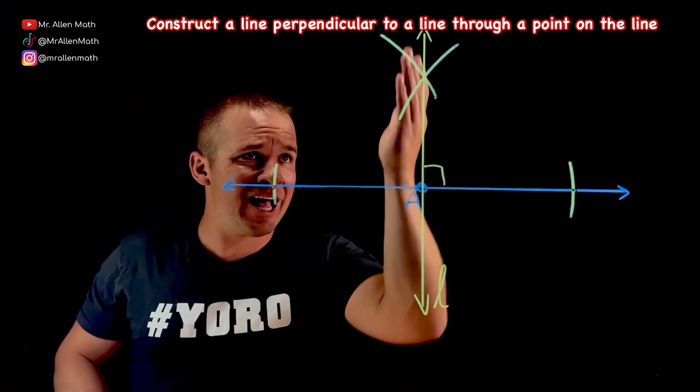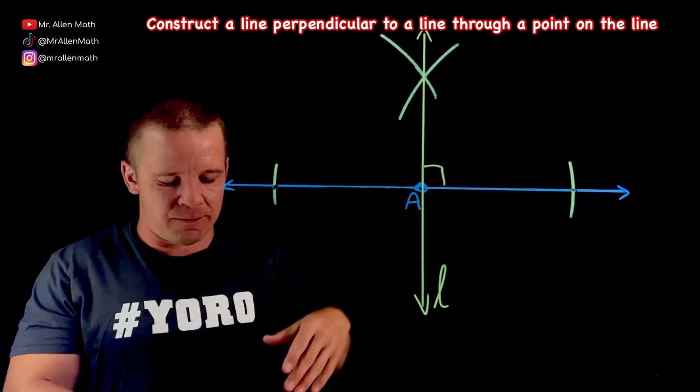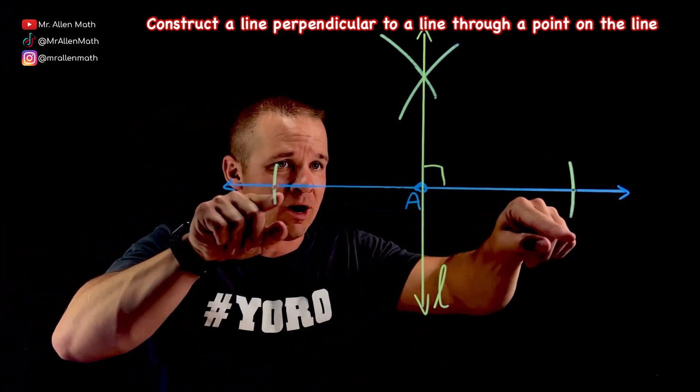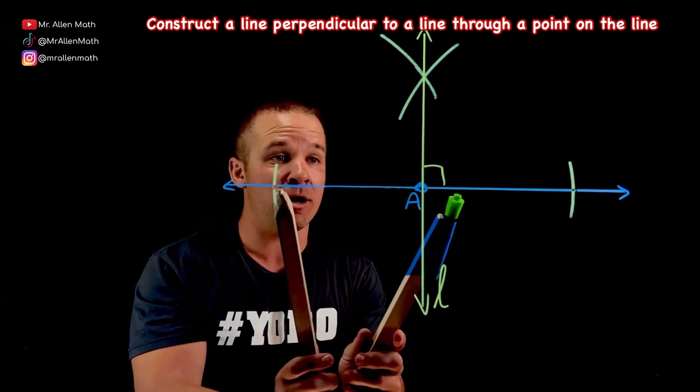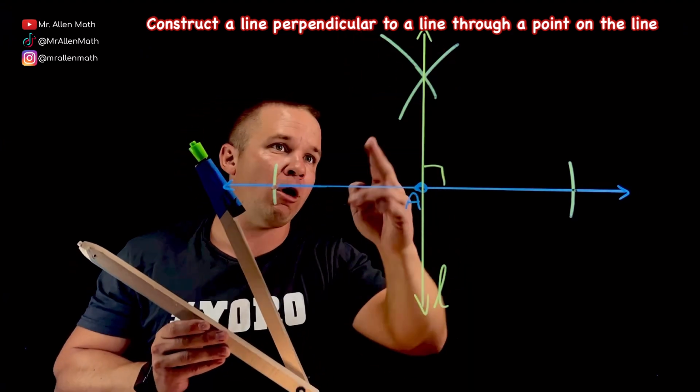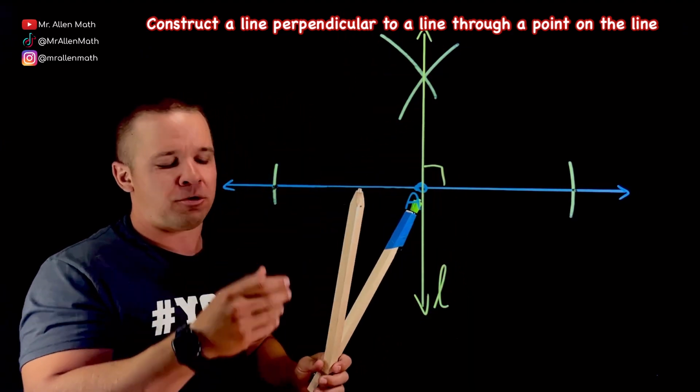All right. So that line is perpendicular to this existing line that we had right here. We scribed two arcs. We opened our compass up a little bit bigger. Scribed just two more arcs, a total of 4 arcs.